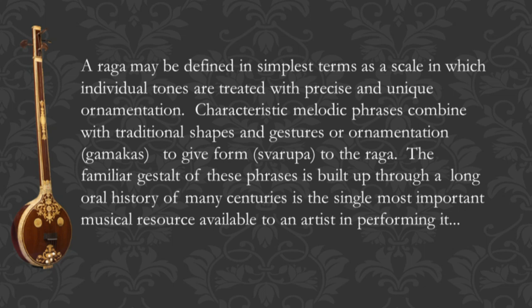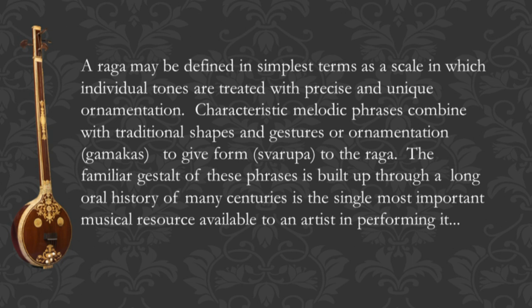A raga may be defined in simplest terms as a scale in which individual tones are treated with precise and unique ornamentation. Characteristic melodic phrases combine with traditional shapes and gestures or ornamentations, which is called gamaka, to give form to the raga, the swarupa to the raga. The familiar gestalt of these phrases is built up through a long history of many centuries and is the single most important musical resource available to an artist in grasping the raga and performing it. That was T. Vishwanathan on raga.